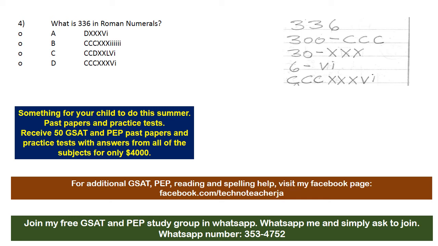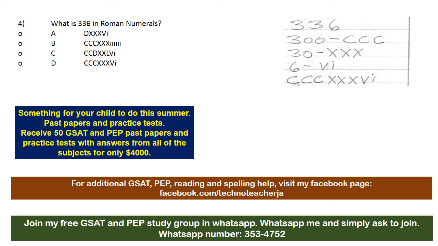The next, so let's look at the question here. What is 336 in Roman numerals? 300 would be what? C is 100, so 300 would be CCC. And next, 6 would be what? 5 is V, and 1 is I. So VI. 6 is VI. So 300 would be CCC, and 6 would be VI.